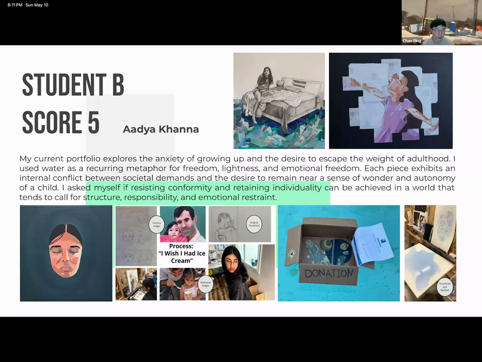What I believe is especially important in this case is that the portfolio was not built around perfect rendering, right? But around thoughtful visual decision making, consistency of the theme, and the student's authentic emotional perspective. So through efficient portfolio planning and targeted guidance, she was ultimately able to achieve a score of 5 within a very condensed preparation period.